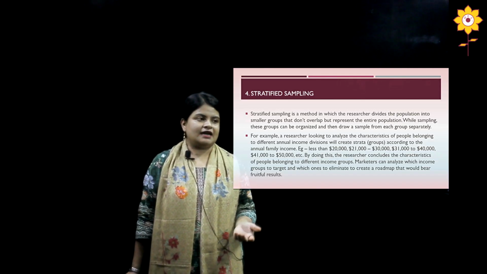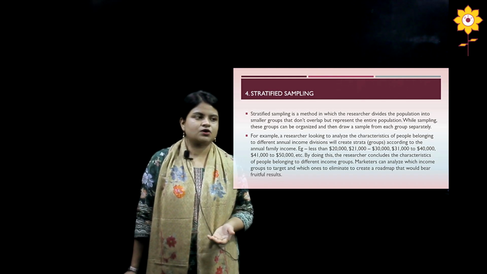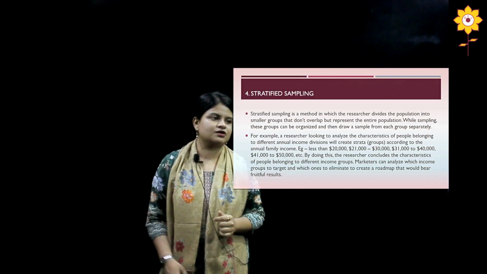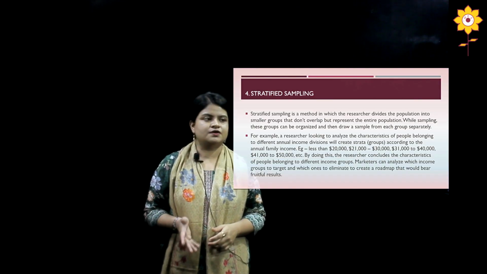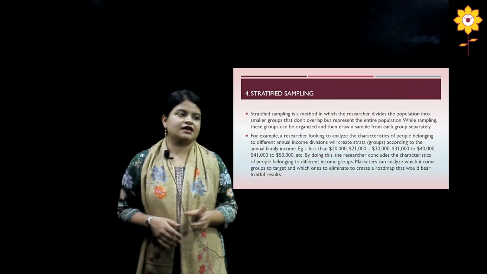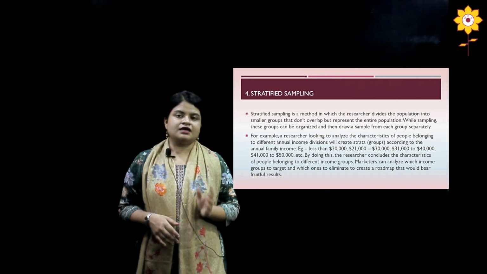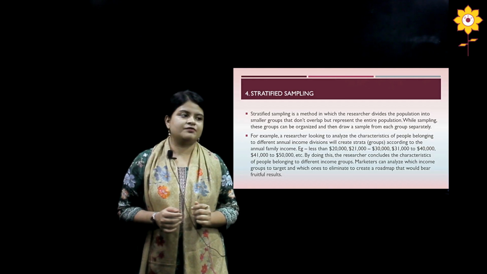So, these strata can be less than $20,000, $21,000 to $30,000, $31,000 to $40,000, and $41,000 to $50,000. If you see, the strata do not have overlapping income criteria. Herein the main aspect is to ensure that the strata do not overlap with each other.